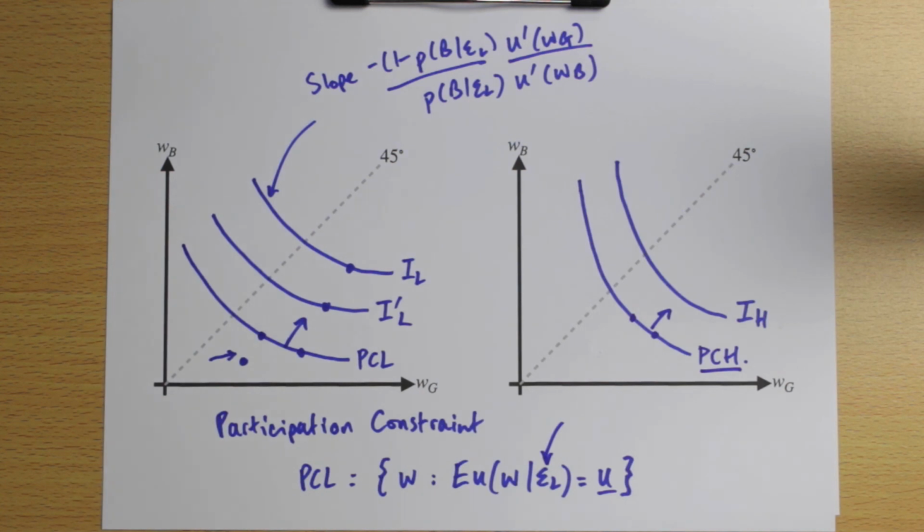Okay, so that's the nature of the indifference curves in this model. When the employee puts in low effort, their indifference curves are flatter, and when they put in high effort, their indifference curves are steeper. In each case, there is a special indifference curve we labeled PCL or PCH. This is the participation constraint, meaning that the contract needs to be on that curve or above in order for the employee to actually accept the contract and come to work.